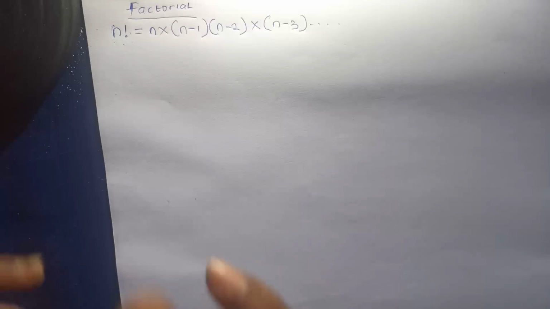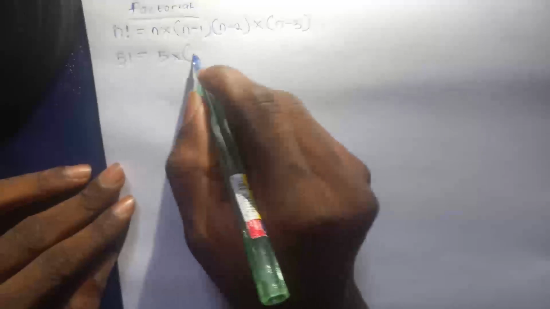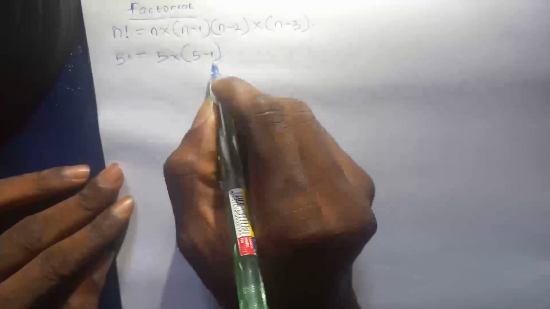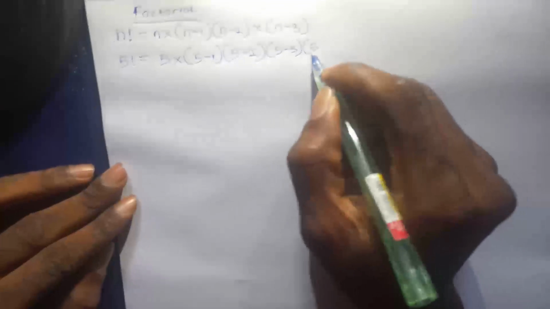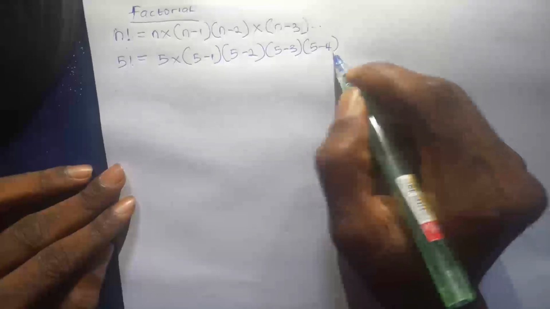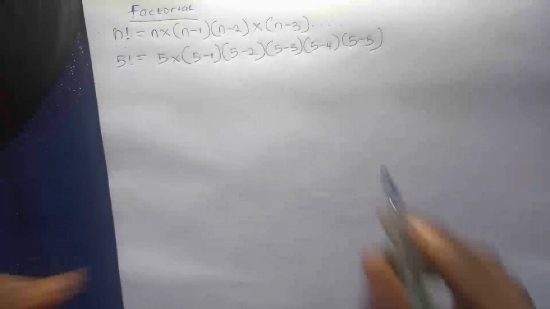Now let's go here. Assuming we have a positive whole number, for example, 5 factorial. That will give us what now? 5 times 5 minus 1, 5 minus 2, 5 minus 3, 5 minus 4, and 5 minus 5, which will give us 0.